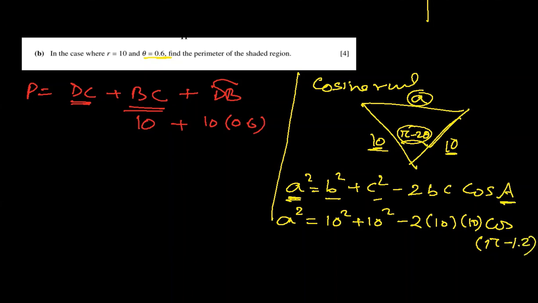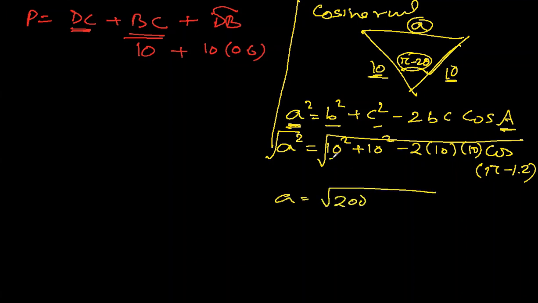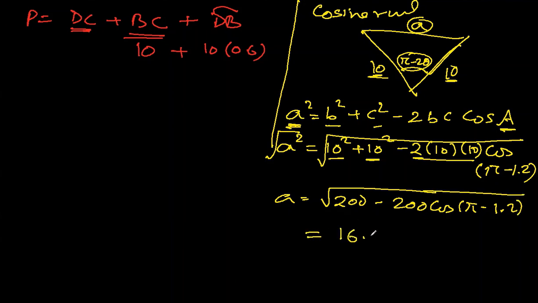Okay, so let's directly do it this way. Square root both sides. So A becomes the square root of 200, this is 100, this is 100, 200, minus this will also be 200 cos of pi minus 1.2. When I use my calculator, I got 16.5 units. Okay, so I know it is 16.5 now.